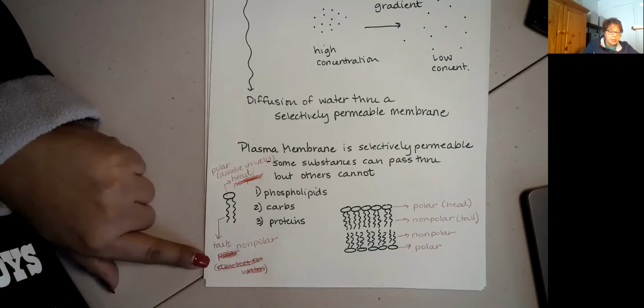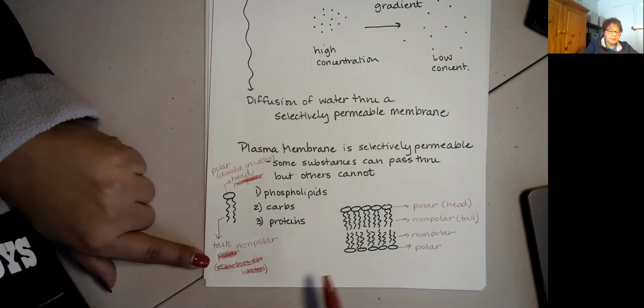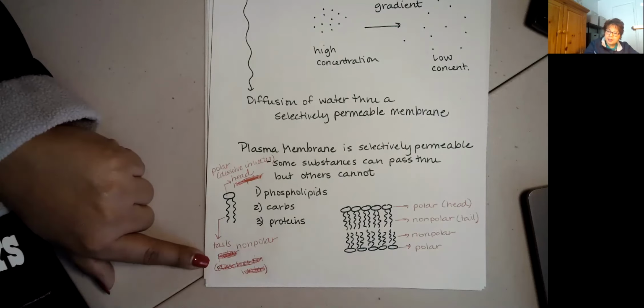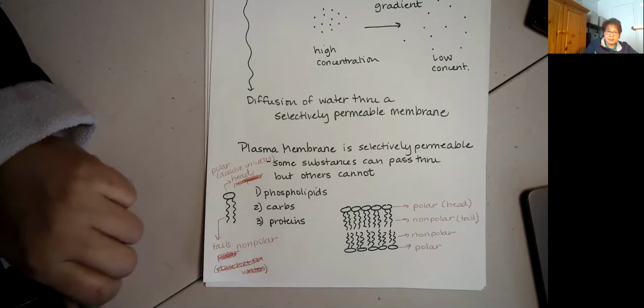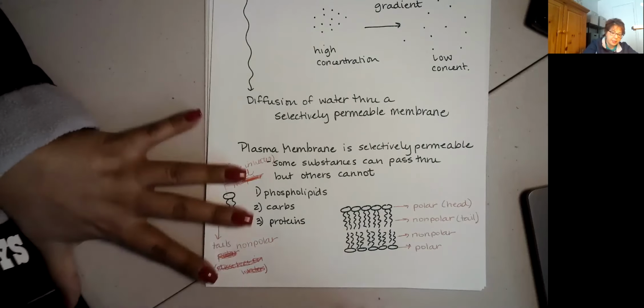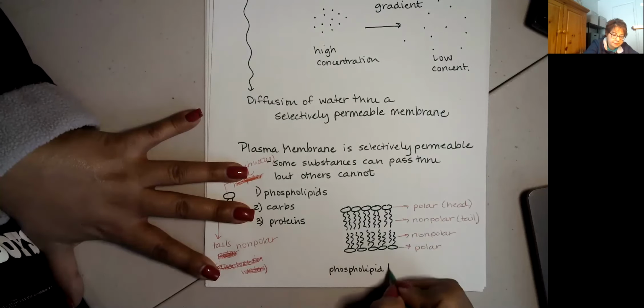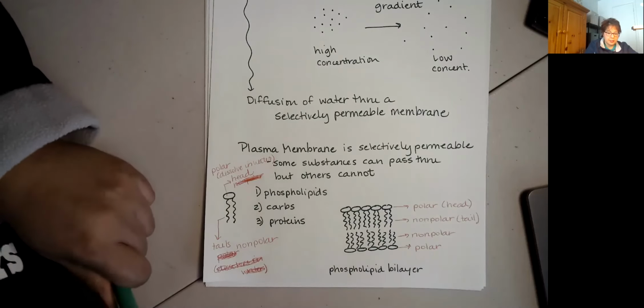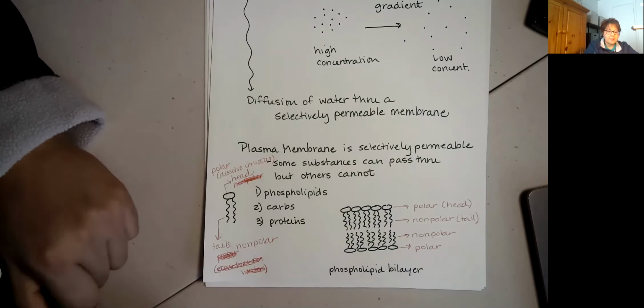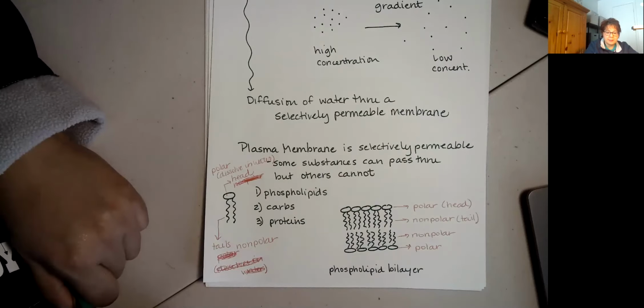Okay, this arrangement of two layers of phospholipids is the basis for building a plasma membrane. This is what's called a phospholipid bilayer. Plasma membranes are made up of a phospholipid bilayer.